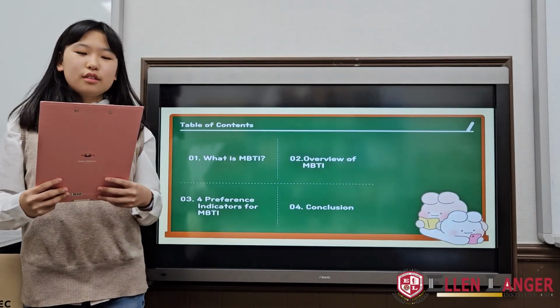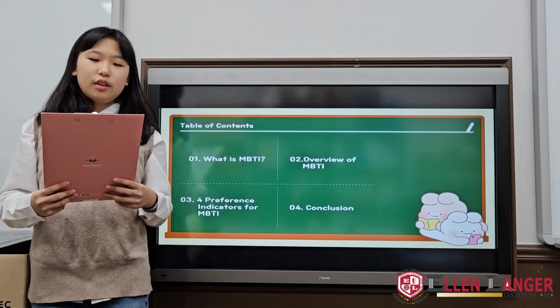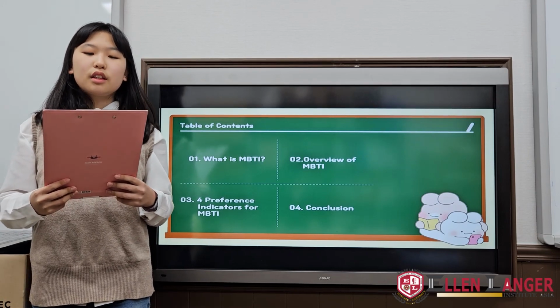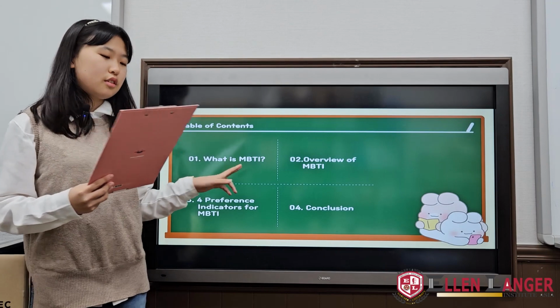These are my table of contents. What is MBTI? Overview of MBTI. 4 preference indicators for MBTI and conclusion.